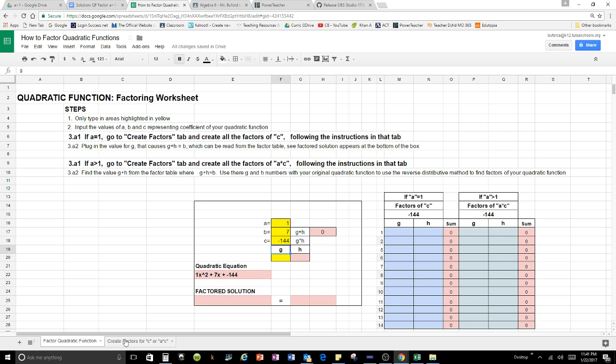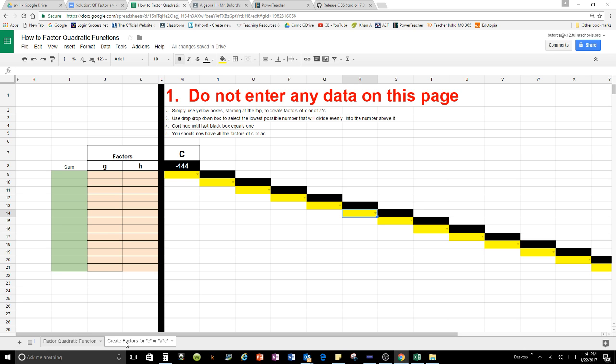So let's go back over here, back to the tab where it says Create Factors for C. Again, the only areas where you should attempt to modify anything is where there are yellow boxes. If you type in the black boxes or in the shaded areas here, it will cause the spreadsheet to self-destruct. So again, just type in the yellow boxes. And so what we want to do here now is choose a value between 2 and 7.